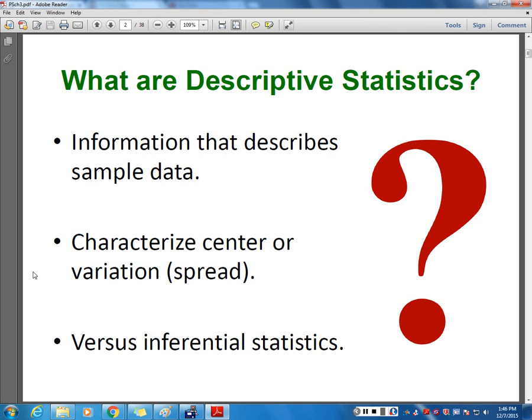And there are two main branches of statistics, at least in this course. Descriptive statistics that describe data, and inferential statistics, which we talk about later on, in which you take your sample data and you make generalizations about an entire population based upon it.